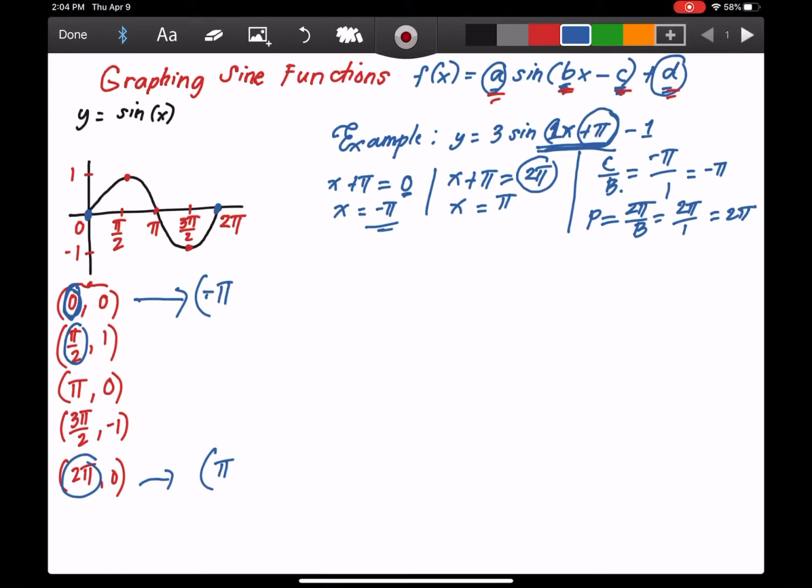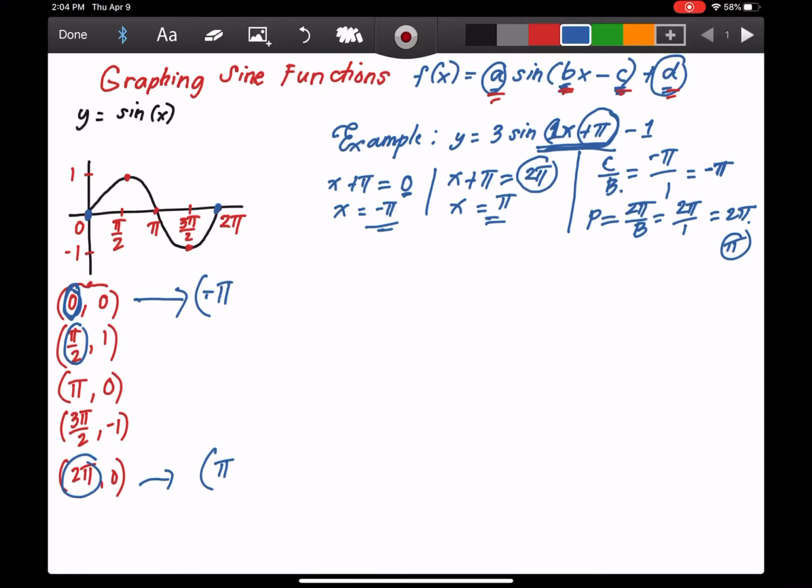So if that's 2 pi, you just need to add negative pi, this negative pi right here, plus 2 pi, and you will get pi. So it's going to be the same here. You can choose either of the two. If you are confident in the first method, go for it. If you want the second method, it's the same thing. Okay, all right, so that's the first thing.